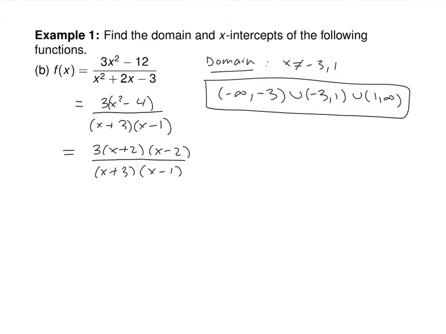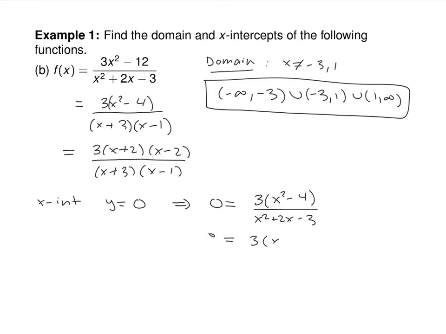All right, x-intercepts. Set y to 0. You didn't have to factor that numerator right away, but I just chose to. Then you're going to get 0 equals 3 times x squared minus 4 over your denominator. But what happens to your denominator? Poof, it goes away. So you have 0 equals 3 times, how does x squared minus 4 factor? x plus 2, x minus 2.